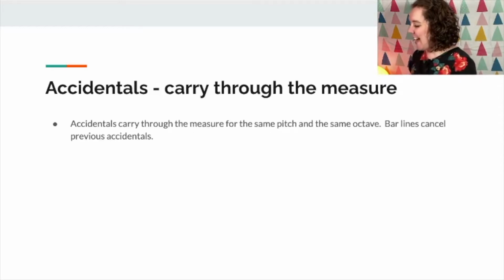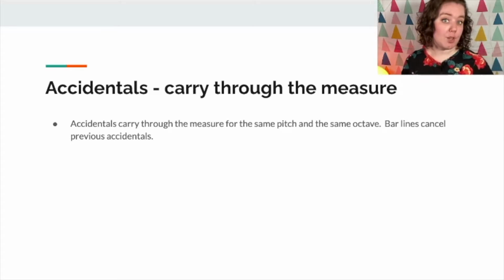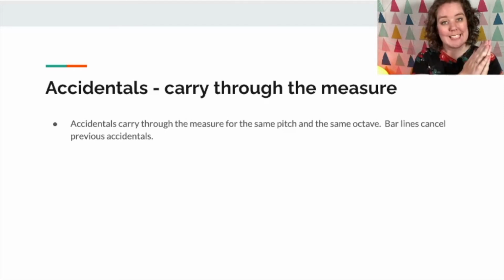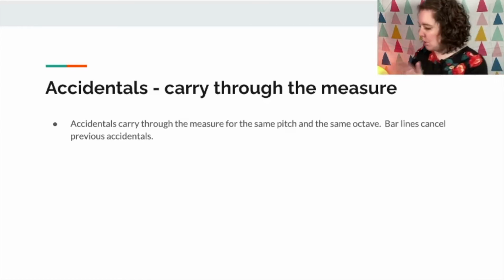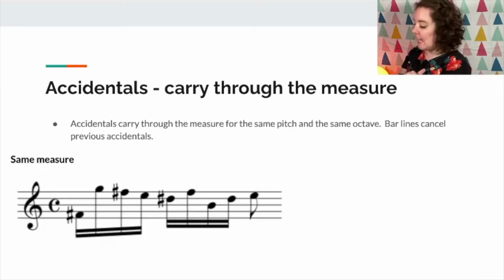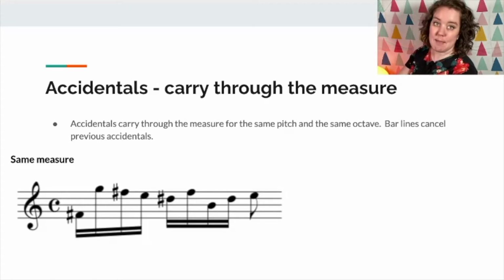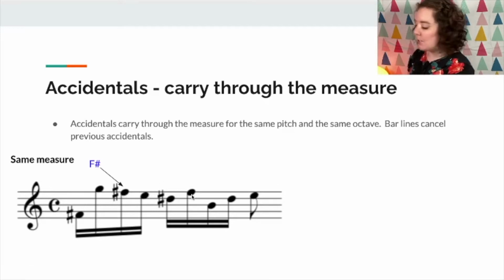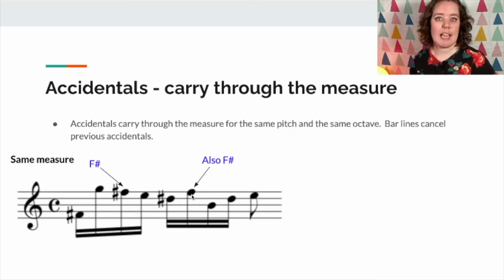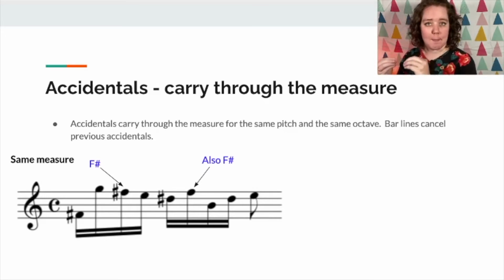Accidentals carry through the measure. So if we put notes in a measure, remember a measure is a space between two bar lines, and we have a note that has an accidental on it, it's actually going to carry through the measure for that same pitch. And bar lines cancel previous accidentals. So here's an example of it being in the same measure. You can see there's an F sharp there, and then we have another F here in the measure, and so that F is also going to be F sharp because that accidental is going to carry through to it since those Fs are the same pitch.